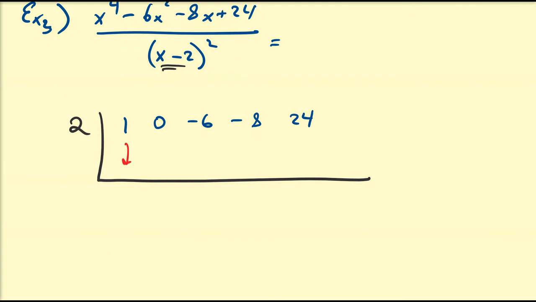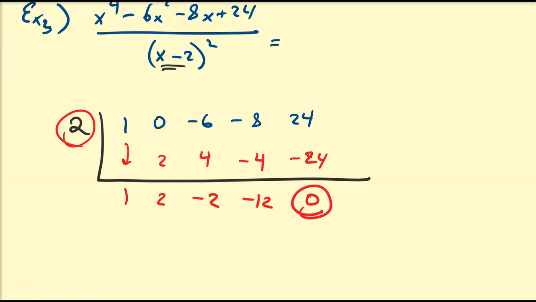As usual, I'm going to bring 1 down, and I'm going to multiply 2 by 1. So 2 times 1 is 2, and 2 plus 0 is 2. 2 times 2 is 4, and 4 plus negative 6 is negative 2. 2 times negative 2 is minus 4, and minus 8 plus minus 4 is minus 12. 2 times minus 12 is minus 24, and minus 24 plus 24 gives us 0.